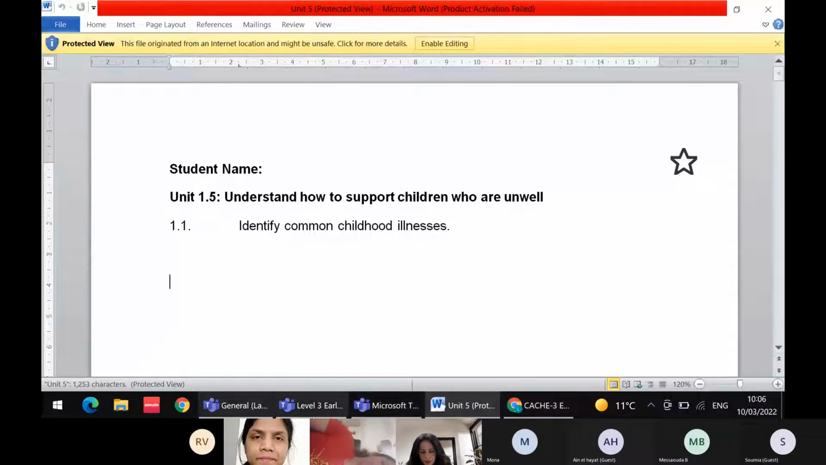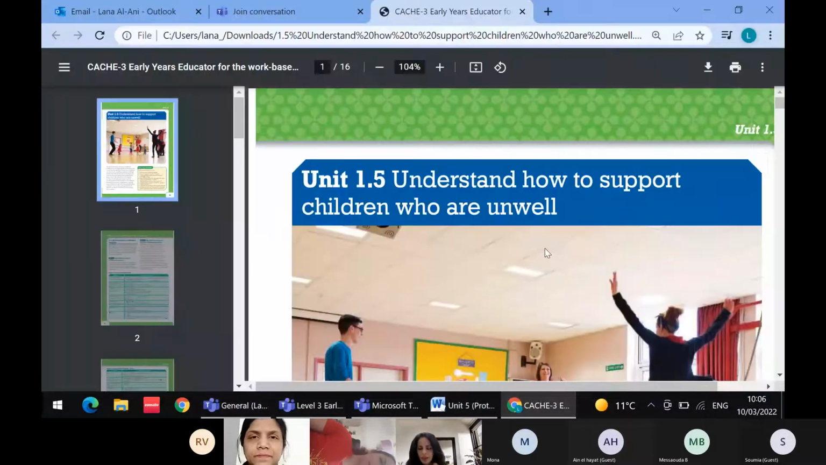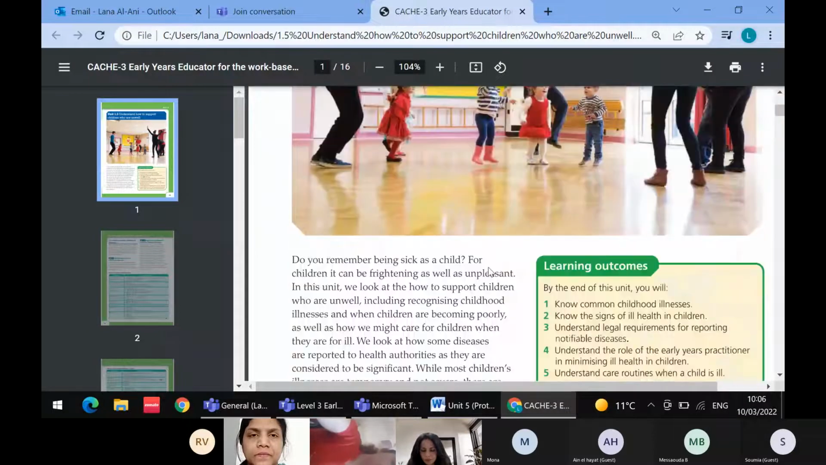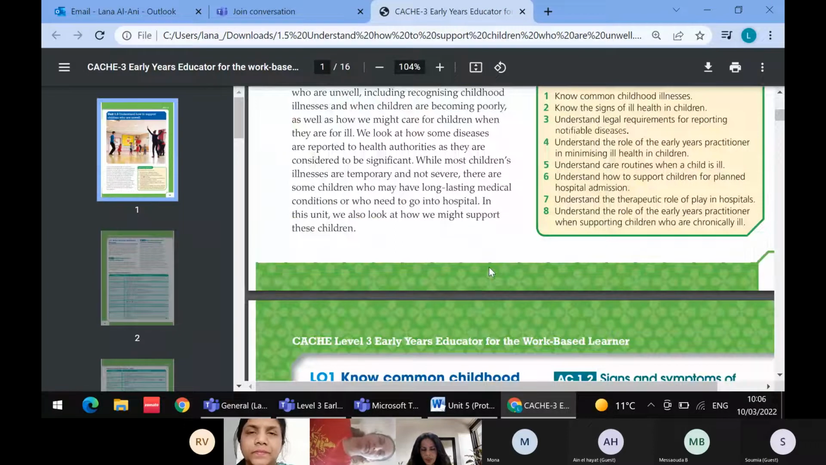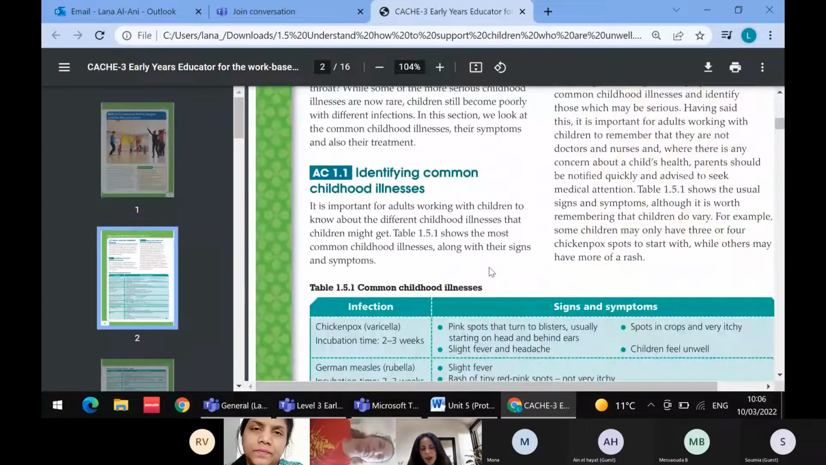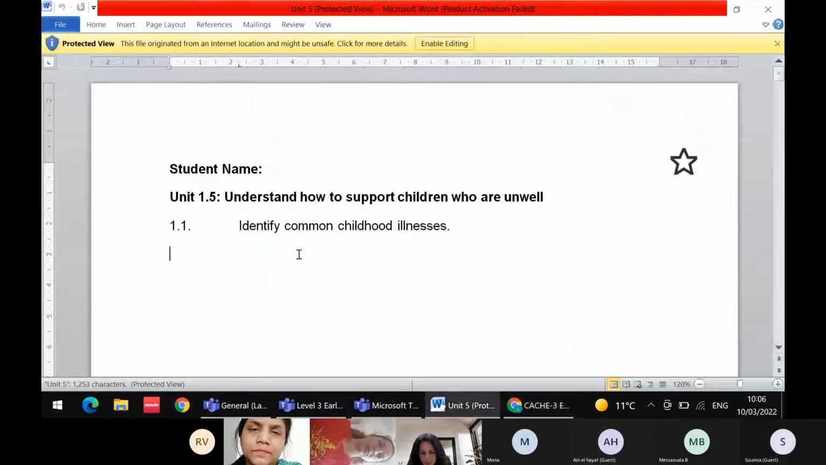Okay, so our unit is all about children's illnesses. So Unit 5, understand how to support children who are unwell. So if we go to question 1, it says identify common childhood illnesses.